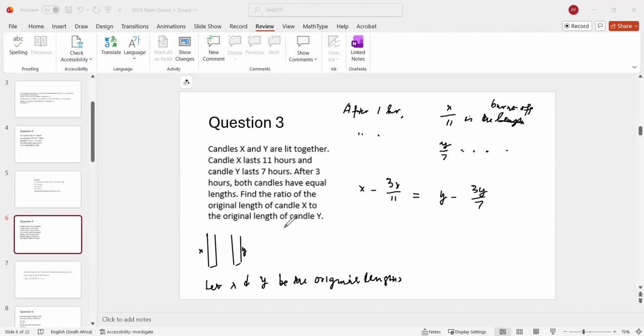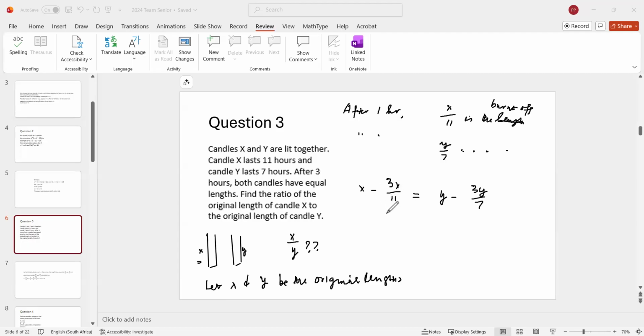Now find the ratio of the original length of candle X, in other words, this is the original length, to the length Y. So our ratio will be that. That's the question that we're looking for. We have an equation. Let's try to see what we can do with this equation. You have to multiply on both sides by 77. That's a large number. Oh, wait a minute.